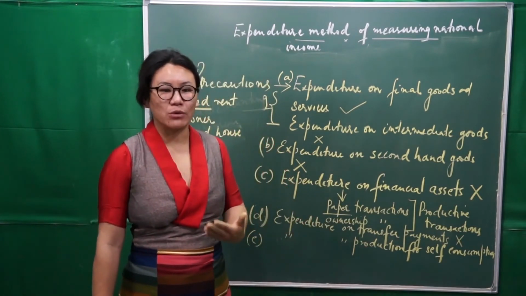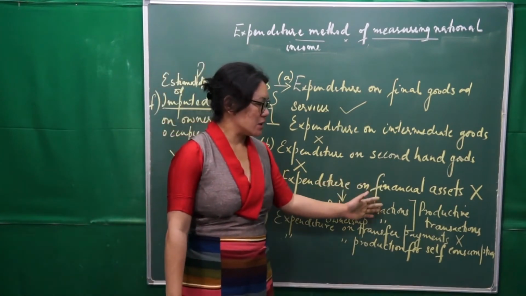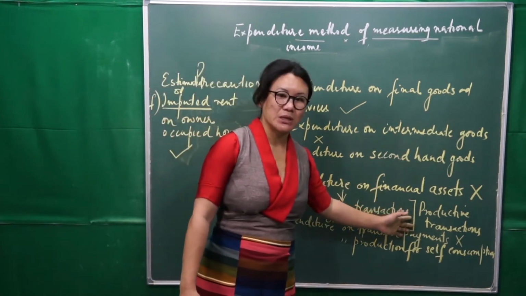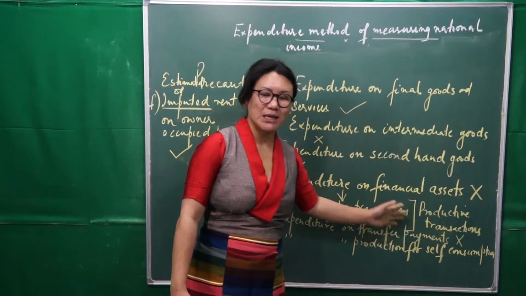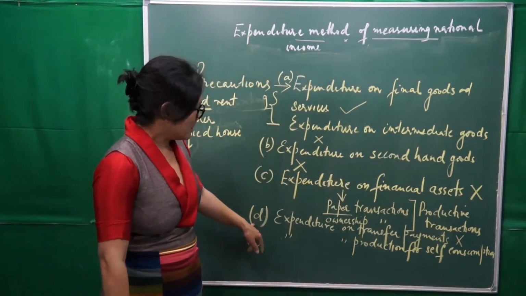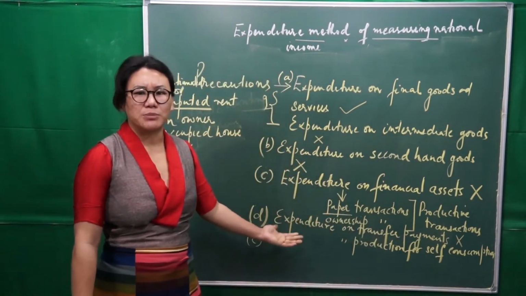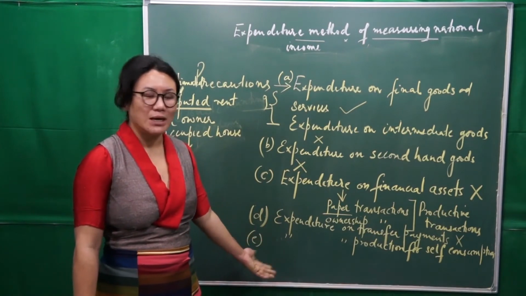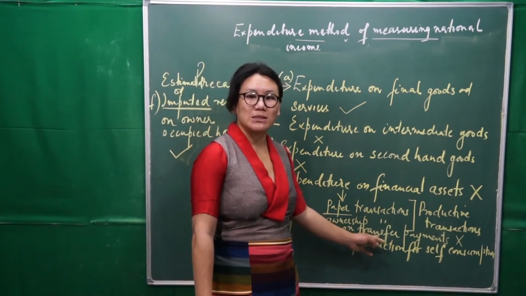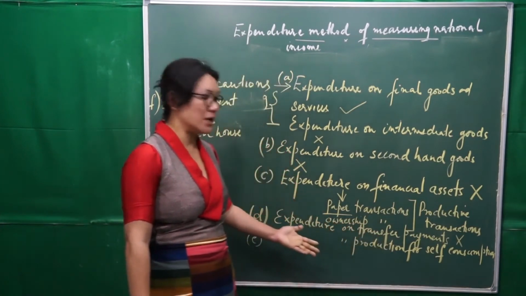Then next one, expenditure on financial assets like shares. These are not included in this method. Why? Because production activity is not taking place, or productive transactions are not happening in this. It is just a paper transaction or ownership transaction. Then expenditure on transfer payments. These are not included. Again, production activity is not taking place in this. And I have said before also, transfer payments will not be included in the estimation of national income by any of the other two methods.